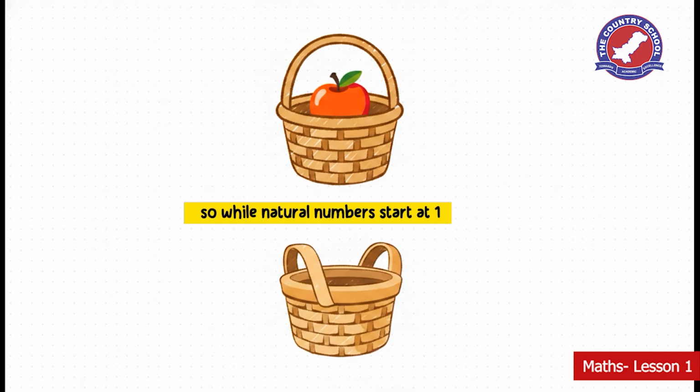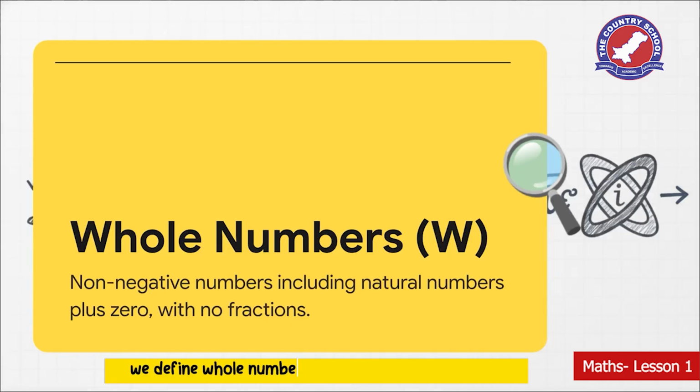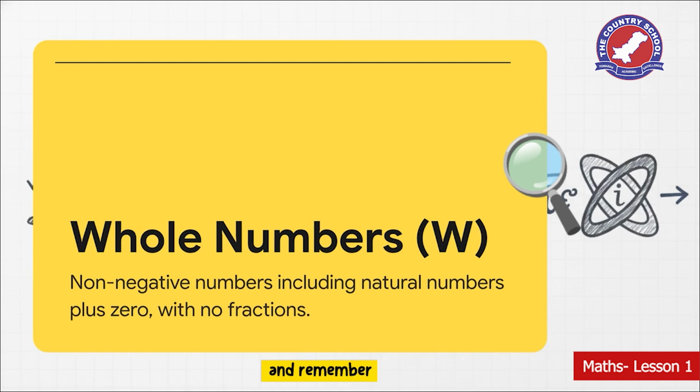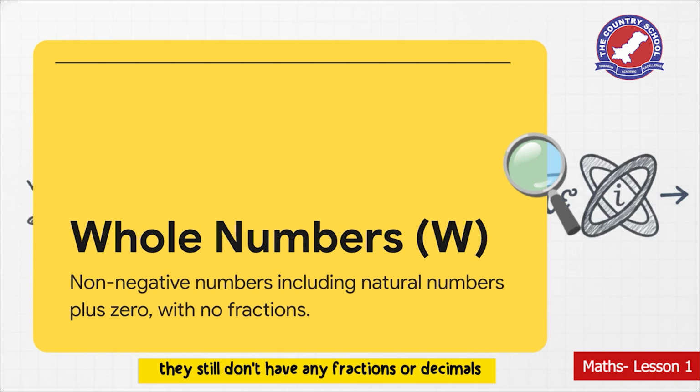So while natural numbers start at 1, we had to invent a brand new set, the whole numbers, which starts at 0. And that single, totally crucial difference, it changed mathematics forever. To really anchor this concept, we define whole numbers, represented by the letter W, as a set of non-negative numbers that includes all the natural numbers plus 0. And remember, they still don't have any fractions or decimals.